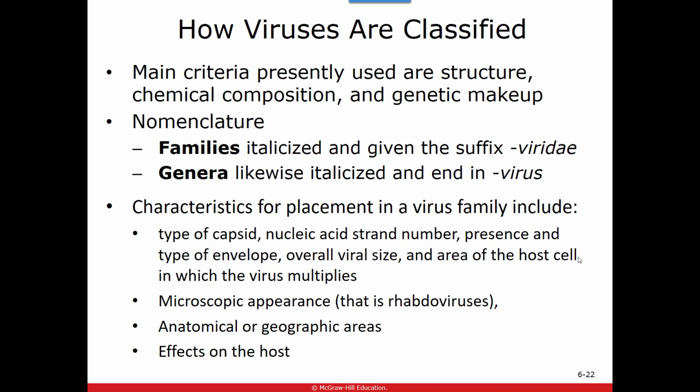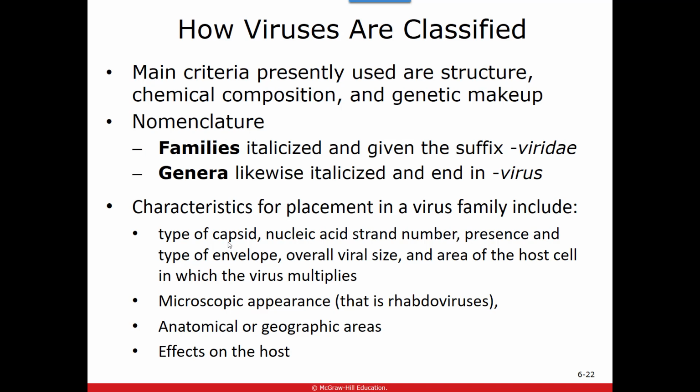Now, just some things to help us group into different families. The type of capsid, that's the shape. Does it have single-stranded or double-stranded nucleic acid? Does it have an envelope or not? We group some of these things by size. We group some based on what host cells they get into. Some we go based on microscopic appearances.